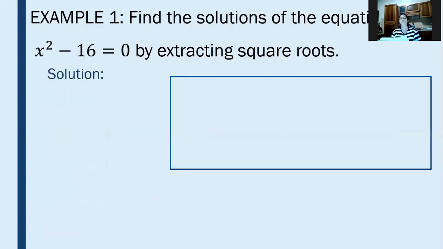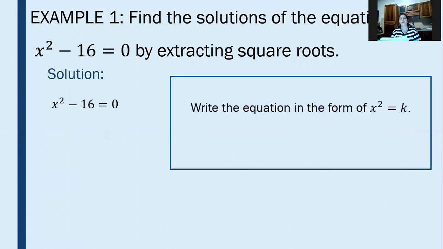Now, example number 1. Find the solution of the equation x squared minus 16 is equal to 0 by extracting the square root. Solution: x squared minus 16 is equal to 0. We write the equation in the form x squared is equal to k. Using the axiom of addition, meaning you have to add 16 on both sides of the equation.